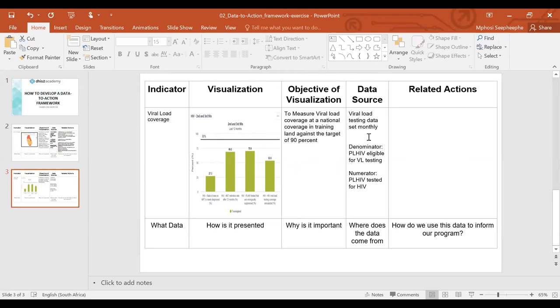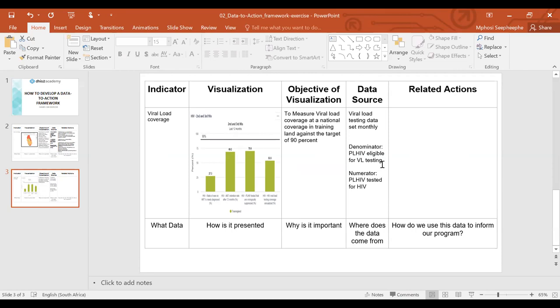And our data source here, although we didn't go back into the data capture screen to see exactly how the forms look, we just believe that this one should be from the viral load testing data that we capture on a monthly basis, because you see here on the visualization it says the last 12 months. So we took an assumption that this is reported on a monthly basis.